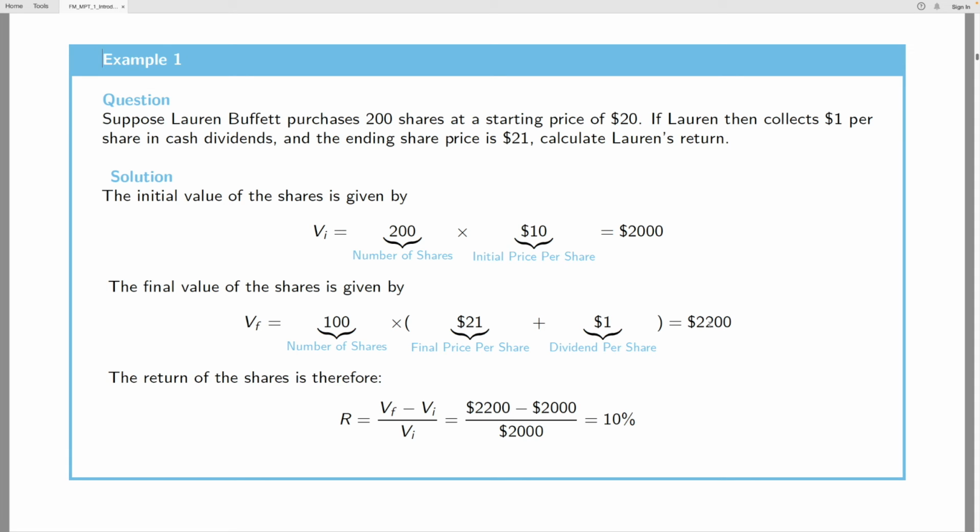And of course, the return using that formula is equal to VF minus VI over VI, which is 4,200 minus 4,000, all over 4,000, which ends up being a nice 5% return. I hope that example made it more clear about the concepts of VI and VF.